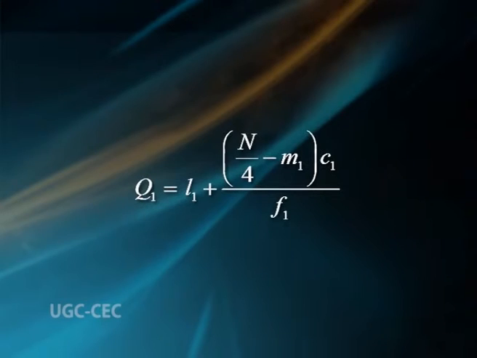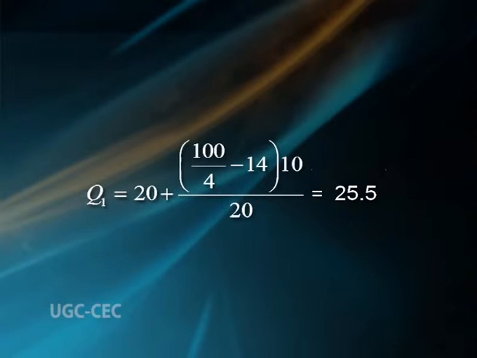First quartile Q1 equal to L1 plus (n/4 minus M1) into C1 divided by F1. The n/4th, that is the 25th observation, comes in the class 20 to 30. Then Q1 equal to 20 plus (100/4 minus 14) into 10 divided by 20, that is equal to 25.5.